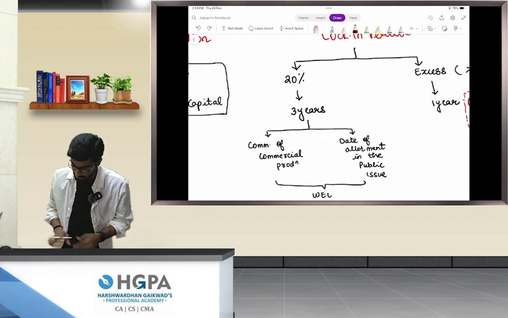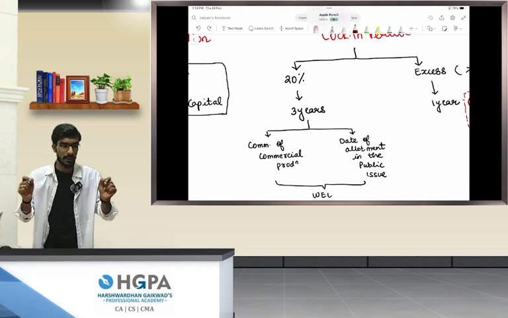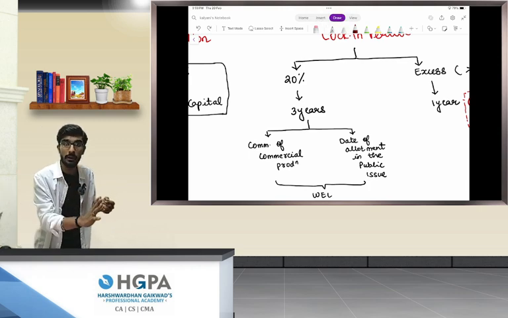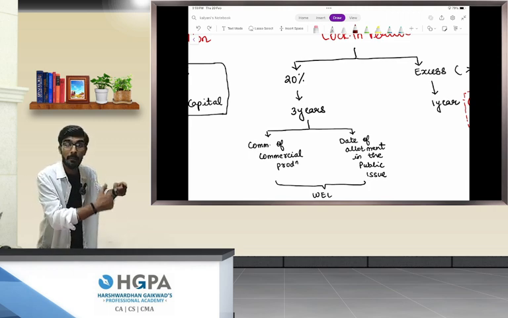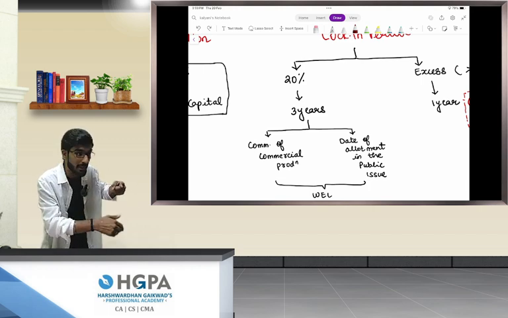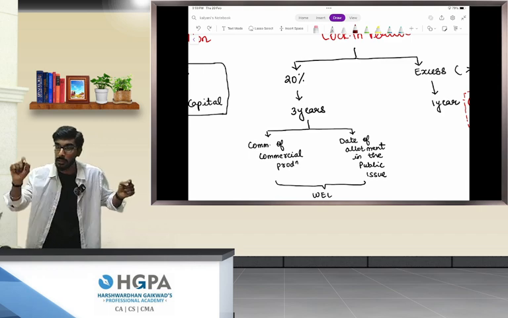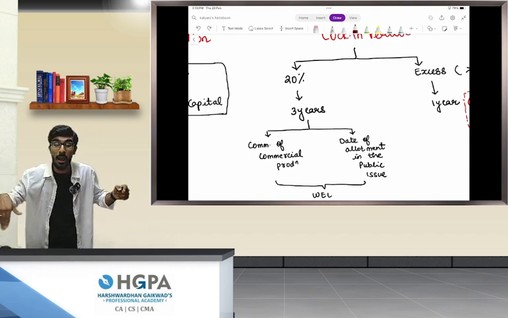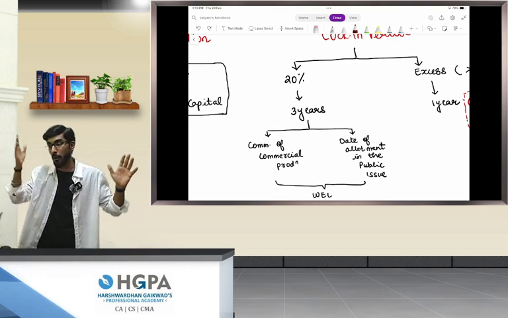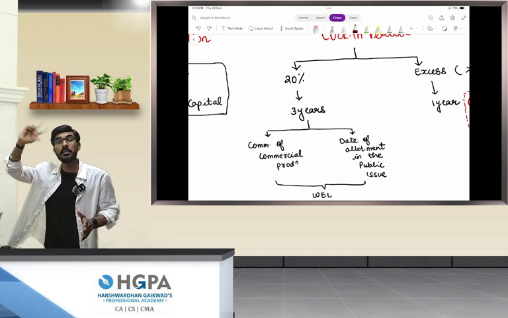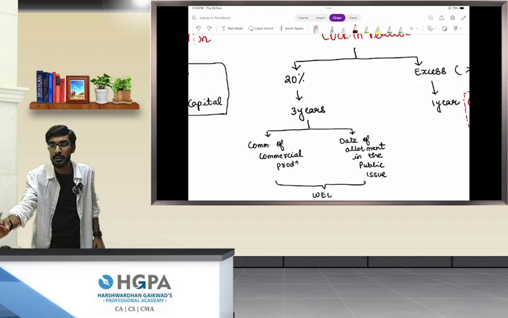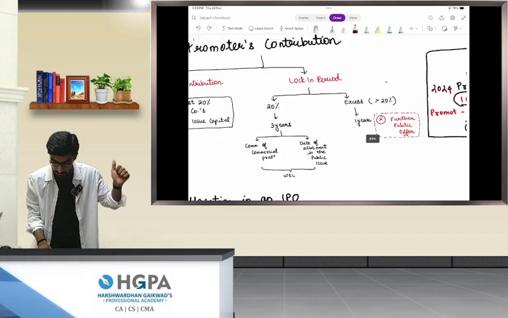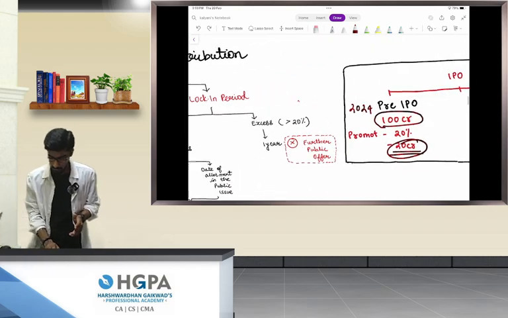Yes people, clear? Basically, the promoter's contribution is locked in for a period of 3 years from the date of beginning of commercial production, actual expansion, or the date of allotment of shares to the public, whichever is later. From that date, until 3 years, he cannot touch his money. Clear?